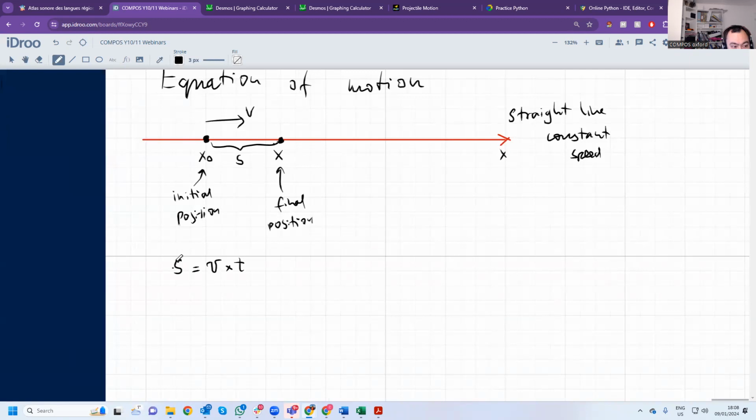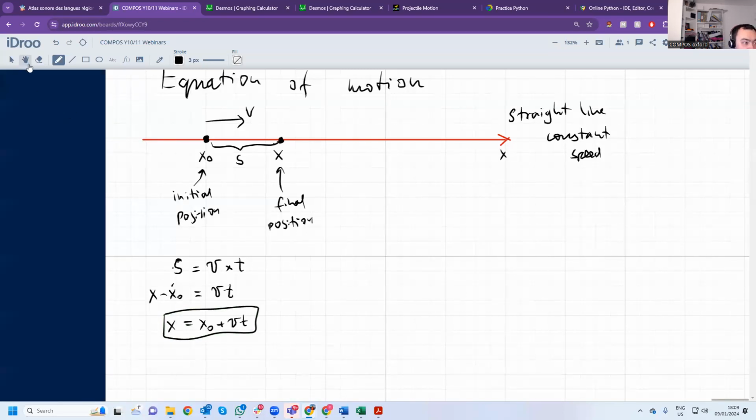But your displacement, your position, is your final position minus the initial. It's the difference between the two coordinates. So let's say you were at point 3 and now you're at point 5. You have moved 2 meters, right? So your s is actually x minus x0. It's the change in your position, equal to v multiplied by t. We can rearrange that and we get x equals x0 plus vt.